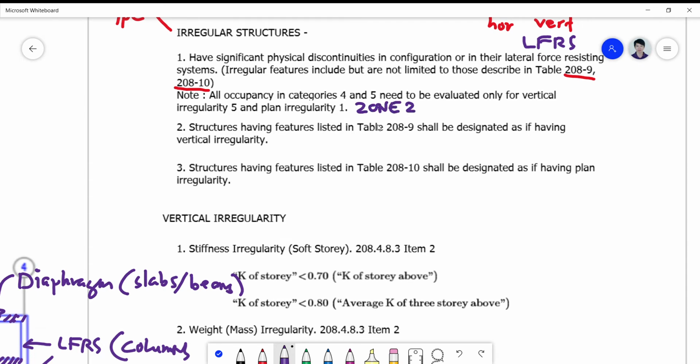That's why when we are talking about the Philippine setting, all occupancies, including 4 and 5, are not exempted from being considered in your configuration for irregular structures. Okay, so by the way, 4 and 5 are the standard occupancy and the miscellaneous occupancy.